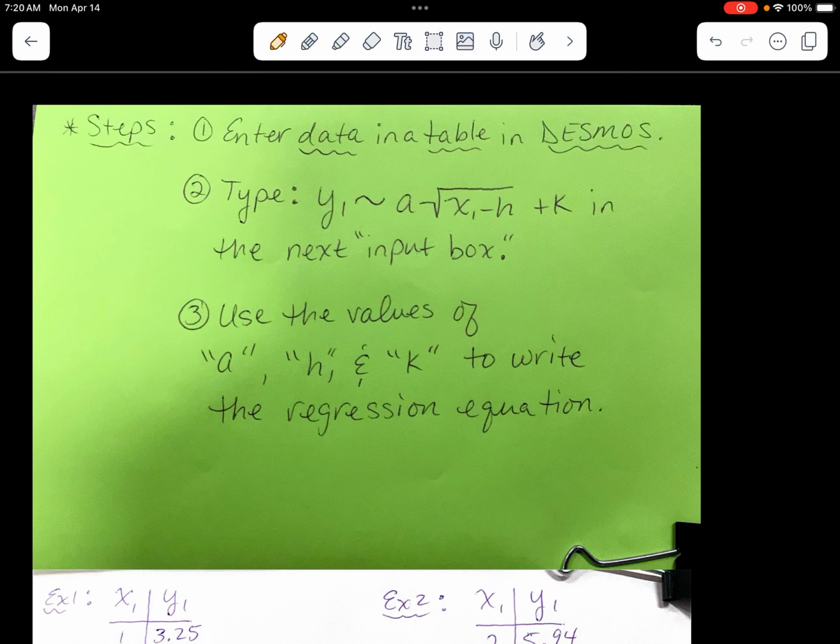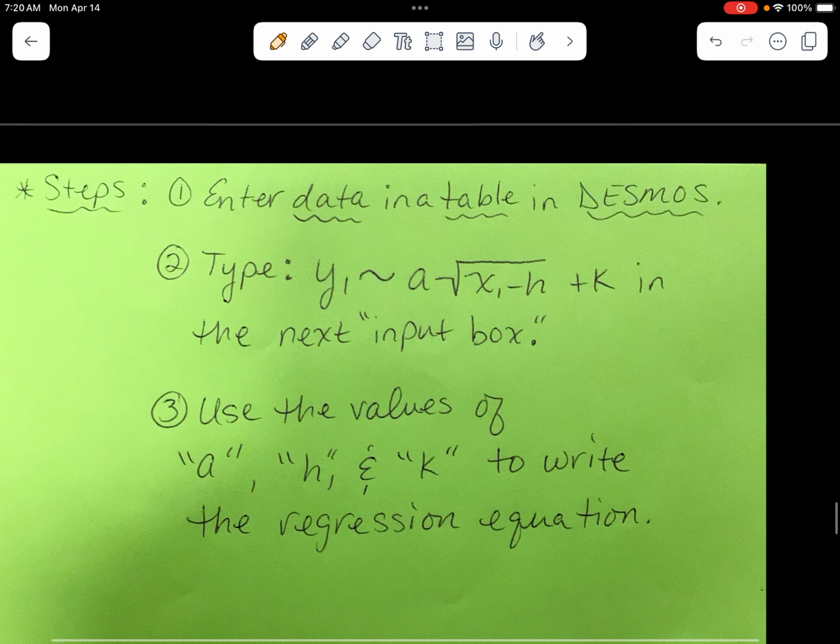I'm going to show you guys how to do a square root regression in Desmos. Here are our steps. The first thing we need to do is enter the table of data into Desmos, and then we type in y1 tilde, and then we simply type in a times the square root of x1 minus h plus k.